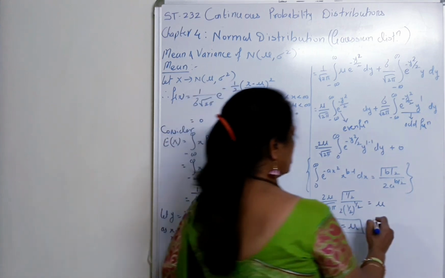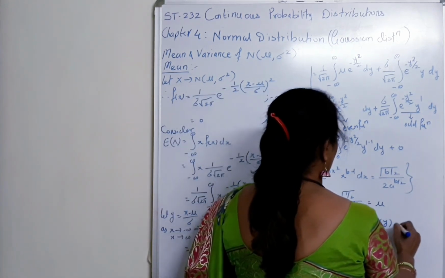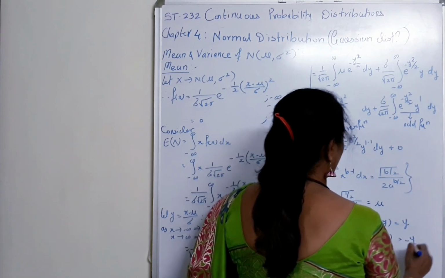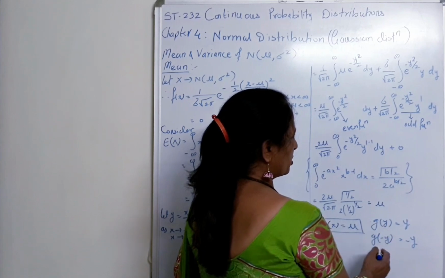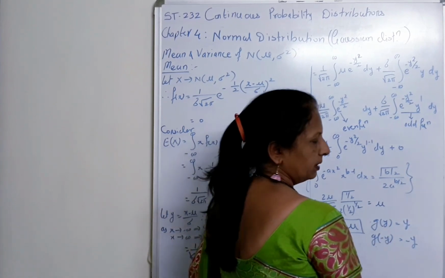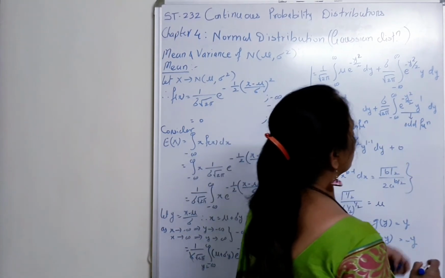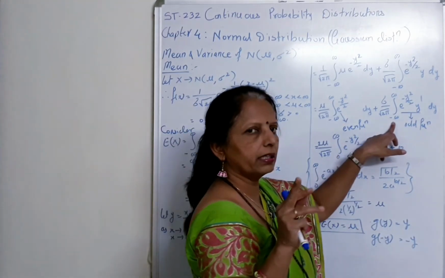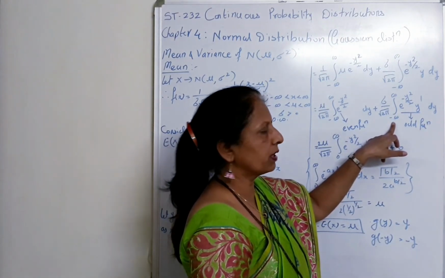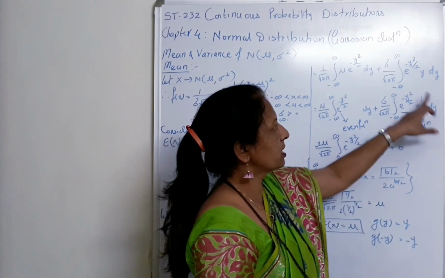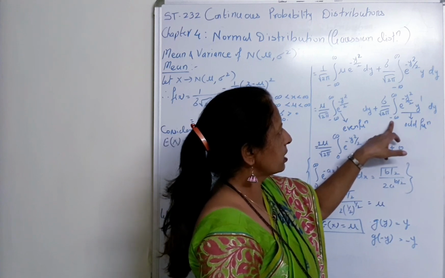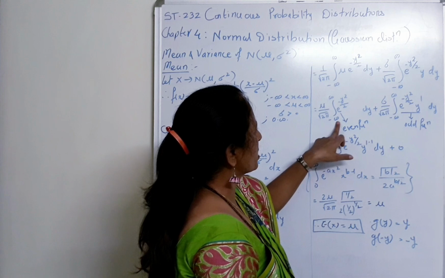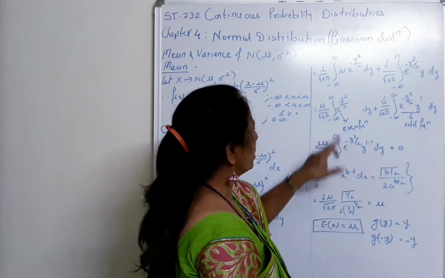Suppose we take g(y) as y. So what will be g of minus y? That will be minus y. So g of y and g of minus y are not the same. So that's why this is not an even function, this is an odd function. And we have seen in that result, if it is an odd function, then its total integration is 0. So this integration will be 0. But this is an even function, so this integration will be 2 times 0 to infinity.